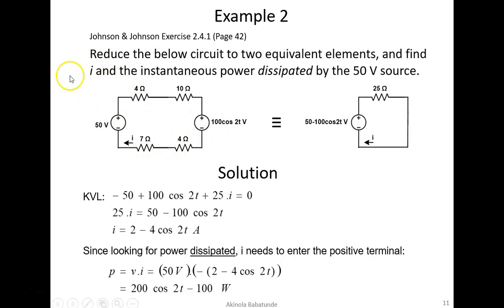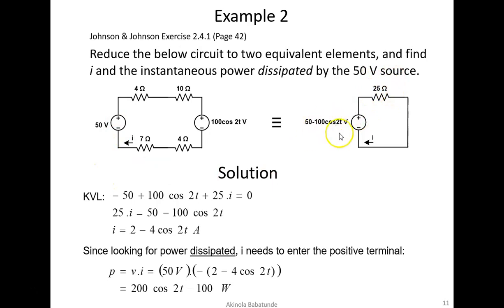To reduce this circuit, since all the elements are connected in series, we add everything together: 4 plus 10 is 14, 14 plus 4 is 18, 18 plus 7 is 25. So for all the resistors in the circuit, the equivalent resistance will be 25 ohms. And that is exactly what we have right at the top here.